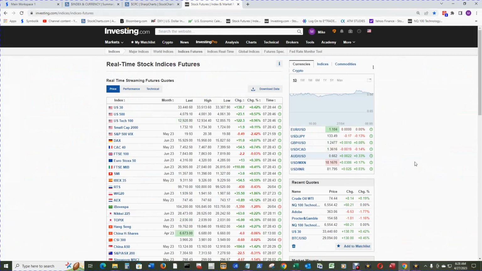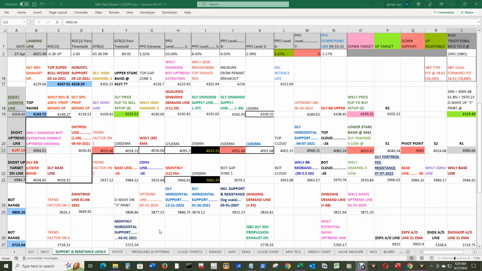Price in the pre-market hours for the S&P 500 at 6:28 a.m. is 4079. So to the immediate downside is the pivot point. The lower Stark band and daily channel 3 low, the 50 EMA, and the trend factor down 1. And to the upside is the 21 EMA at 4091. Then it's a jump up into the 4100 zone, the daily conversion line 4109.20. Simple moving average right in the same area, along with the daily Bollinger Band, upper band, and R2.